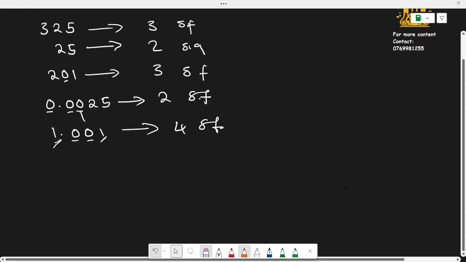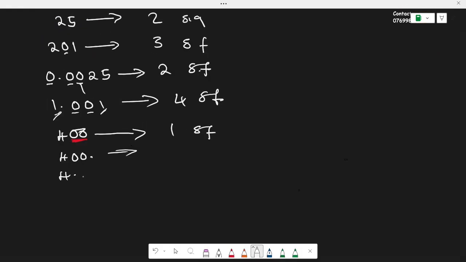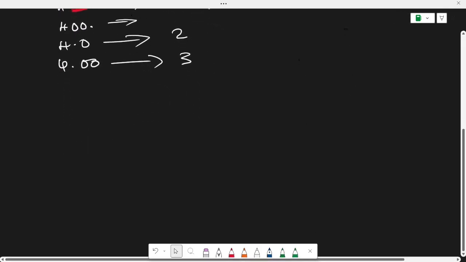Well, what if we had just 4.0? This has two significant figures. Okay. And a number like 4.00 has three significant figures. So you get the idea. So now let's try to look at some basic examples.